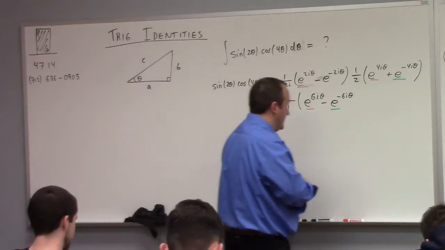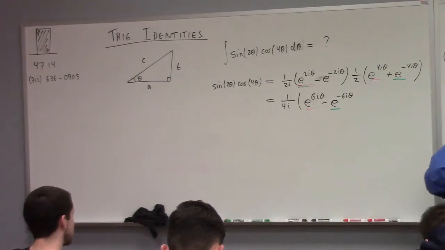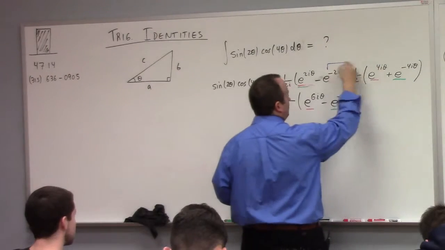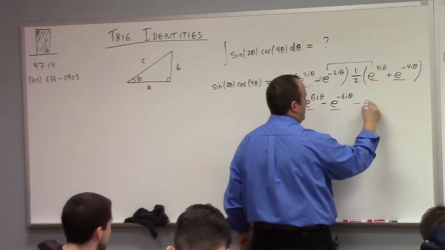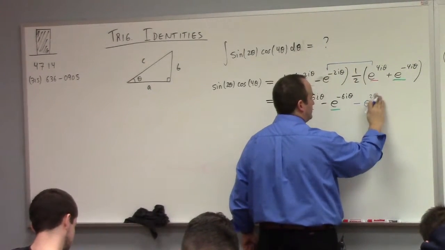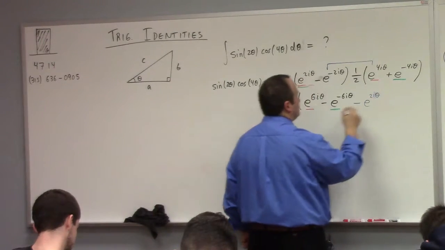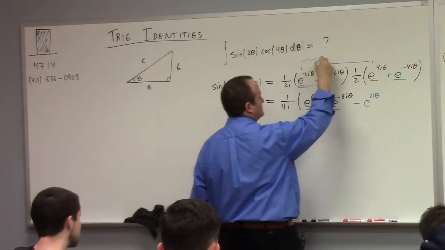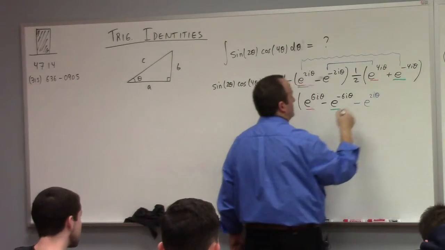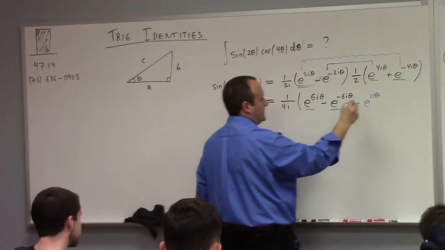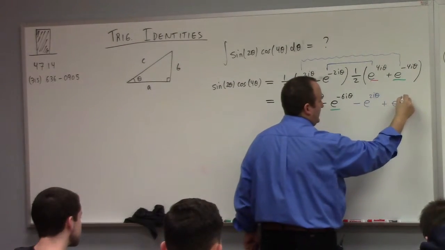What's next? How about this guy times this guy gives me what? Minus e to the 2i theta. And then these two gives me what? Plus e to the minus 2i theta.